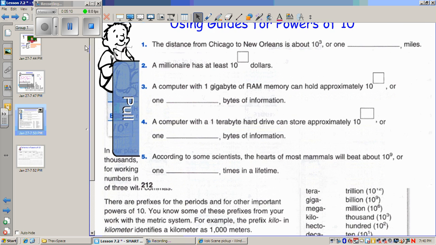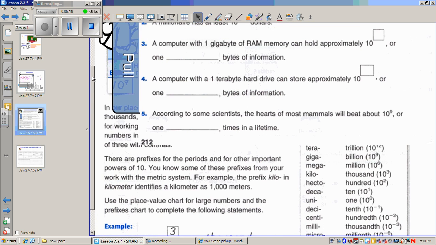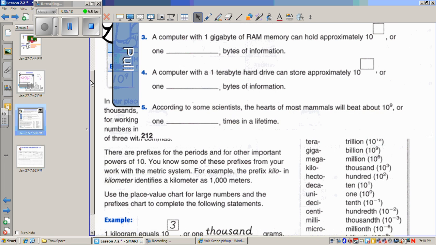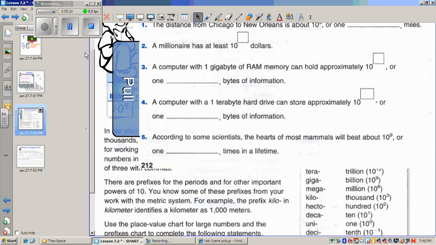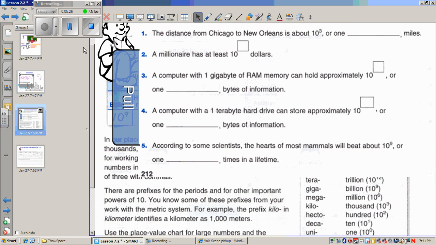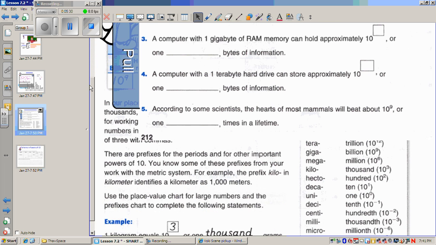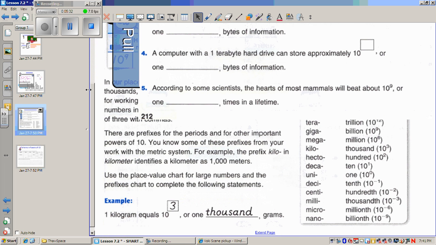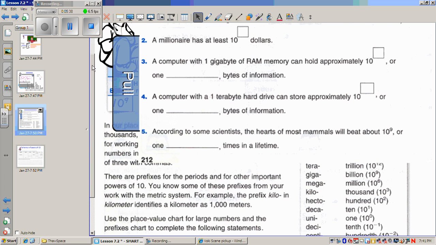And then, a millionaire has at least 10 to the blank dollars. Well, what does million stand for? If I look over at my sheet, mega is million, and that's 10 to the sixth. So I would write a 6 in there, meaning 10 to the sixth power. So I want you to complete numbers 3, 4, and 5 in your journal. Use the chart that it gives you here, because that will be very helpful. And then we will talk about these problems in class, because we'll actually correct those and hand those in.